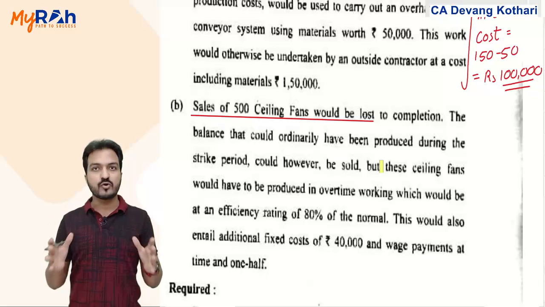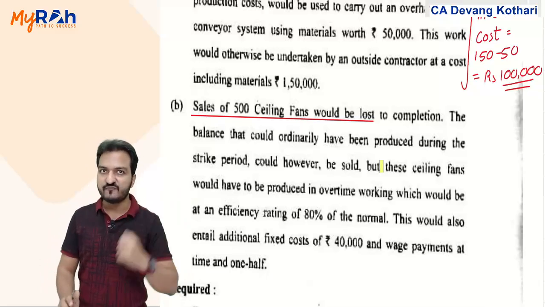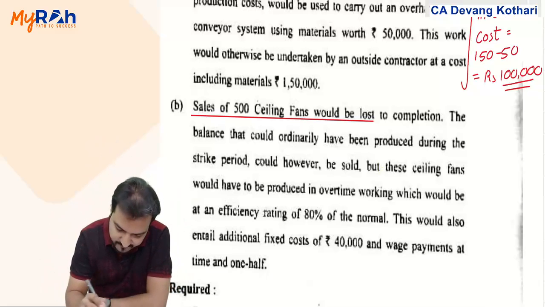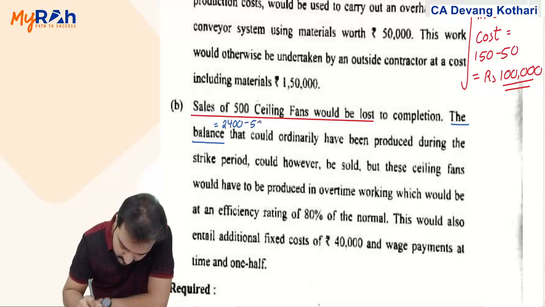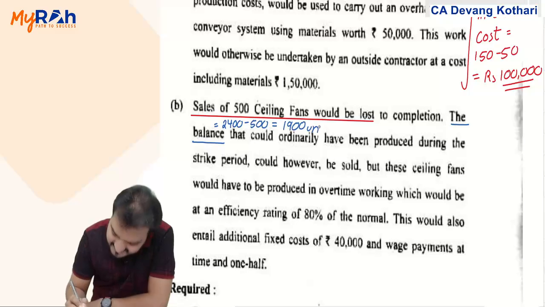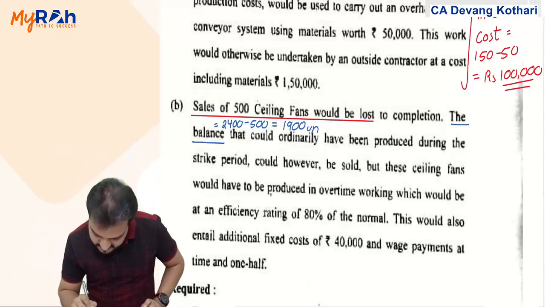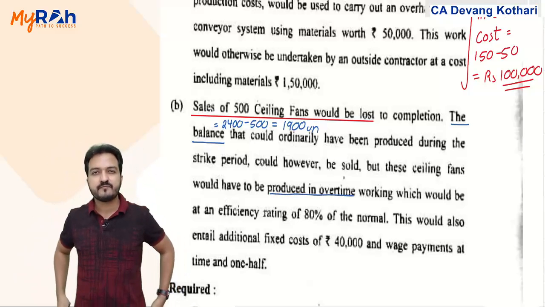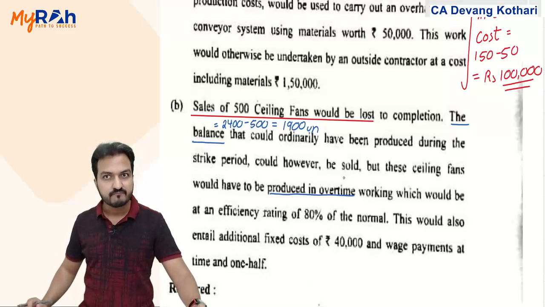How much would have been the total lost sales? 2,400, from which actually lost was only 500. So the balance will be 2,400 minus 500, that is 1900 units. The balance 1900 units were produced in overtime working.